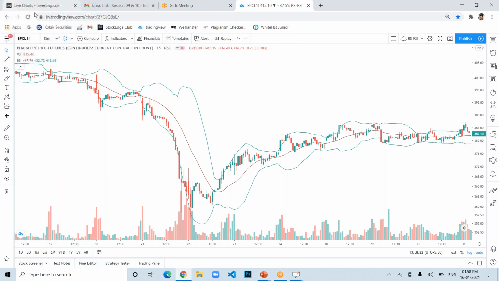So now look here, I just converted into 15-minute and just see a great example here. Look here. This is the first bottom here.